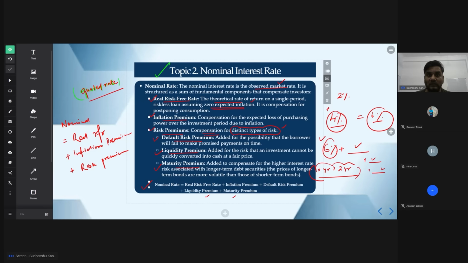Now, I'm talking about two corporate bonds. If there is a bond issued by Reliance, the market generally sees that Reliance is one of the biggest conglomerates of India, has certain cash flows, bank balance, and assets which are highly liquid, and the market has faith. Generally, the default risk premium for Reliance will be very low.